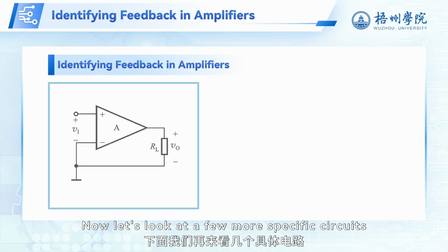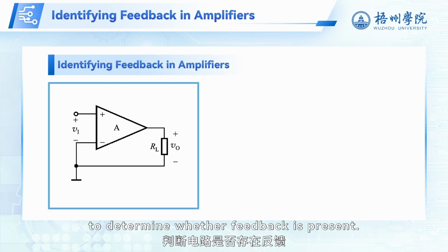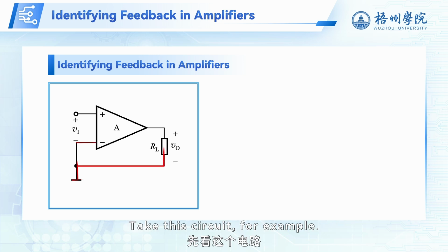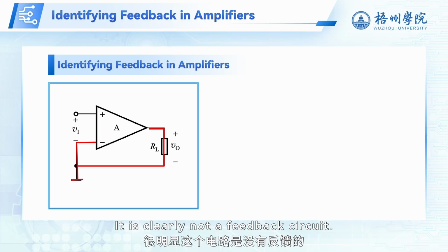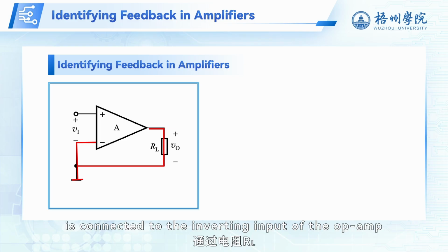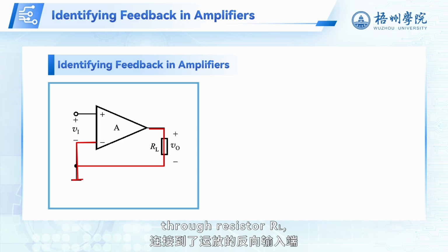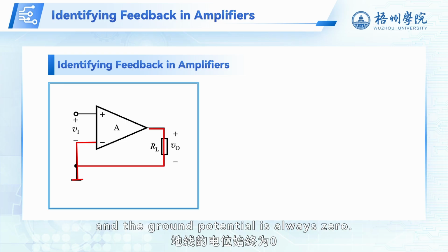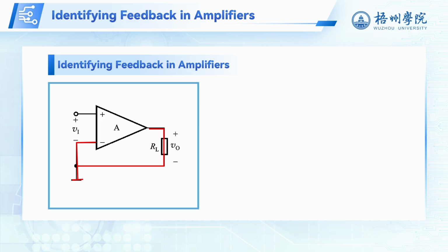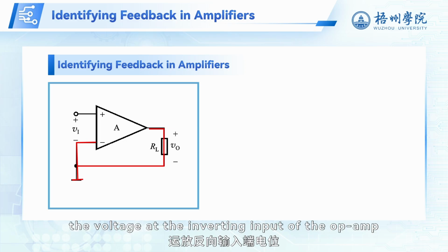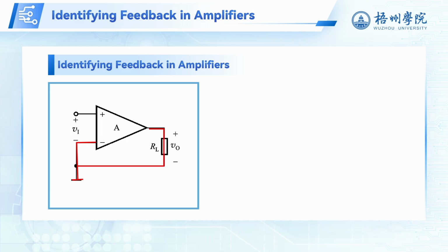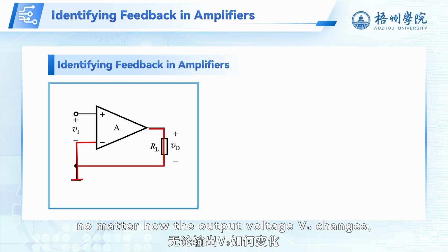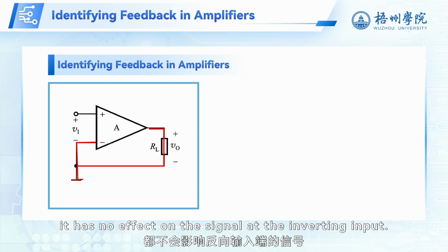Now let's look at a few more specific circuits to determine whether feedback is present. Take this circuit, for example. It is clearly not a feedback circuit. Although the output is connected to the inverting input of the op-amp through resistor RL, it's important to note that the lower end of this branch is grounded, and the ground potential is always zero. This means the voltage at the inverting input of the op-amp remains constant at zero. In other words, no matter how the output voltage VO changes, it has no effect on the signal at the inverting input.